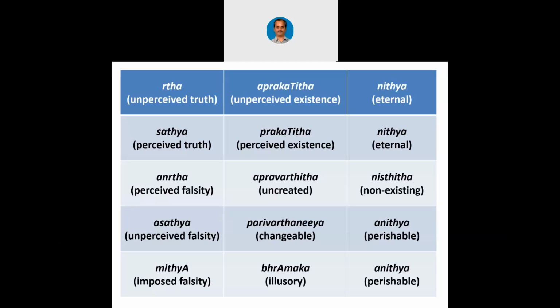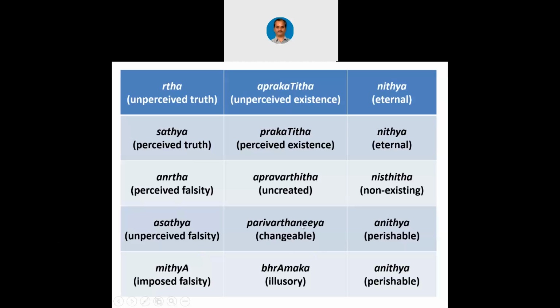So Anrita is the perceived falsity. It is not the perceived truth. Because it is uncreated, it is non-existing. That's all. What is Asatya? Asatya is the opposite of Satya. Asatya means unperceived falsity. Because Satya is the perceived truth, Asatya is the unperceived falsity. Why is it unperceived falsity? Because it is parivartaniya, changeable.